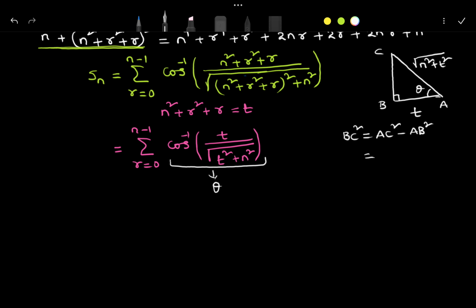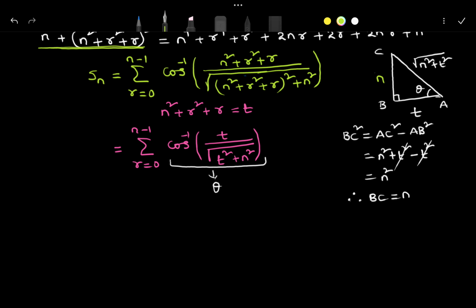Now the AC² value is n² + t², minus AB², where AB is t, so this is t². Here t² and t² cancel. That will be equal to n². Therefore BC is equal to n. Now substitute that the BC value is n.